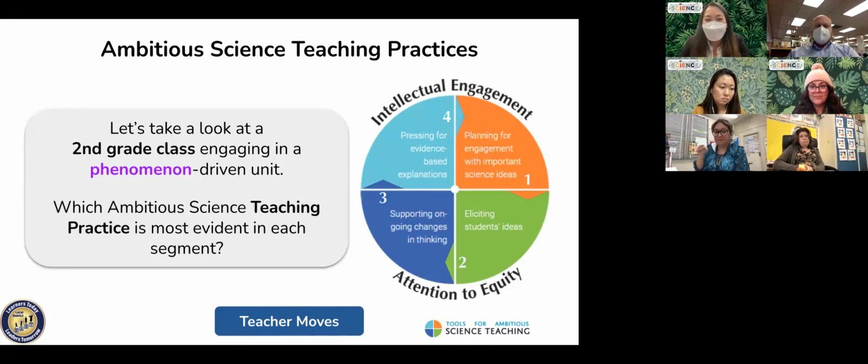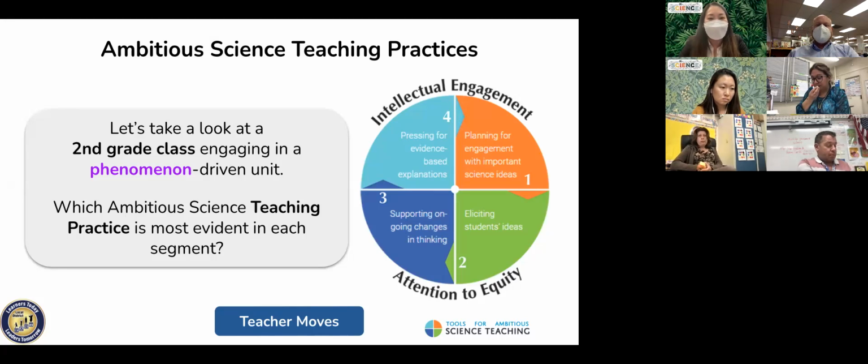We have a few separate segments, and in each of these segments, we're going to ask that you try to see which of these 4 ambitious science teaching practices is the most evident. You might see that some of them kind of intertwine, overlap, but there's going to be one science practice that we're really going to focus on with each segment. I notice we have some familiar faces here, so hopefully if you've seen this already, this is a review, but you can still definitely engage in full participation with us.